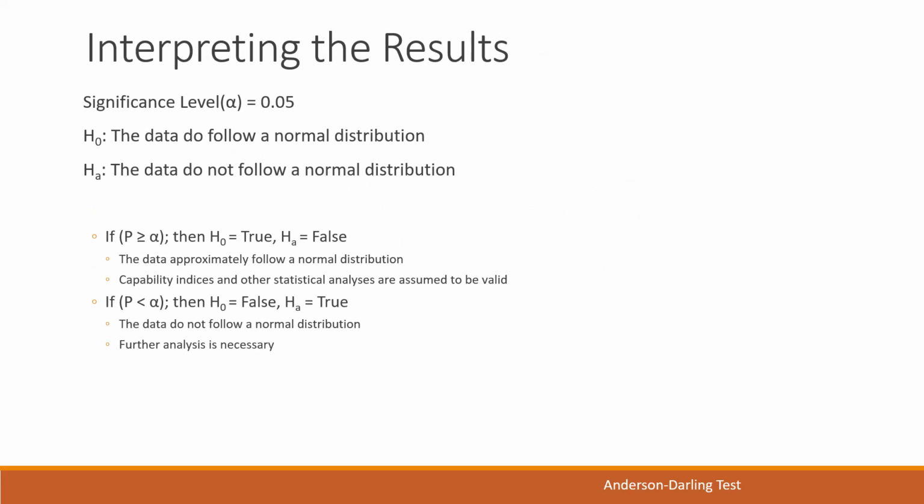So interpreting the results, like I said, generally the significance level is 0.05. So if your p is greater than that, the data approximately follow a normal distribution, and that means that capability indices and other statistical analyses are assumed to be valid. So if it passes the Anderson-Darling, we say, okay, we're going to assume it's normal, and now all of our tests that assume normality are considered to be valid.